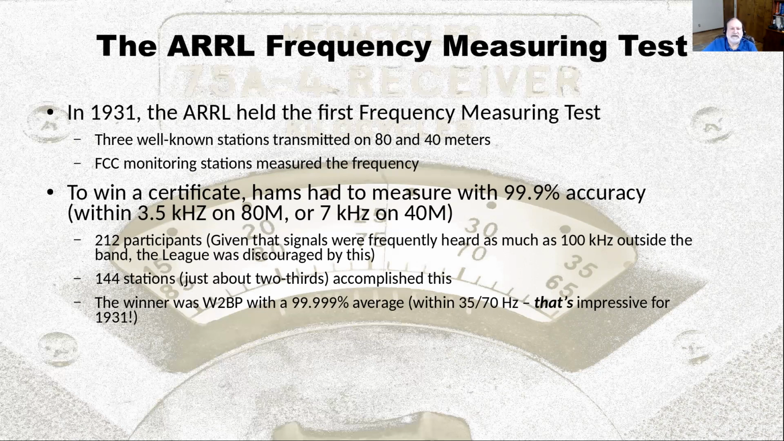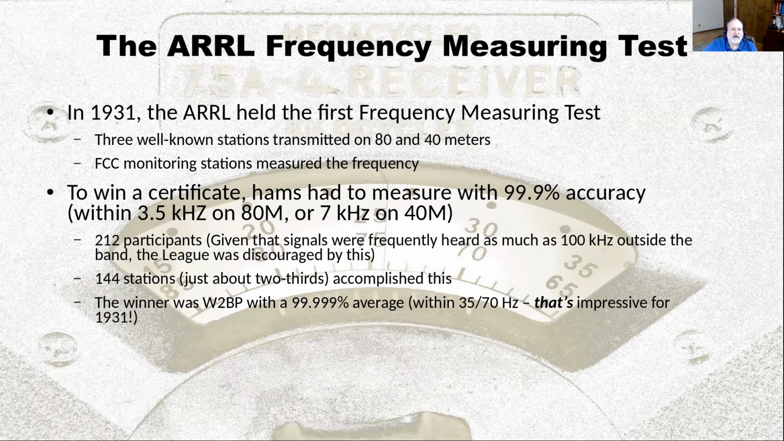And hams participated. You'd measure the frequency and send your results in, and the league would compare your results with the FCC's. And if you were within 0.1%, you would win a certificate. And that meant 3.5 kilohertz on 80 meters or 7 kilohertz on 40 meters. There were 212 participants, and the league was actually pretty discouraged about this. So many people were operating outside the band, and sometimes as much as 100 kilohertz outside the band. They hoped that more folks would take it seriously, but that was what they got.